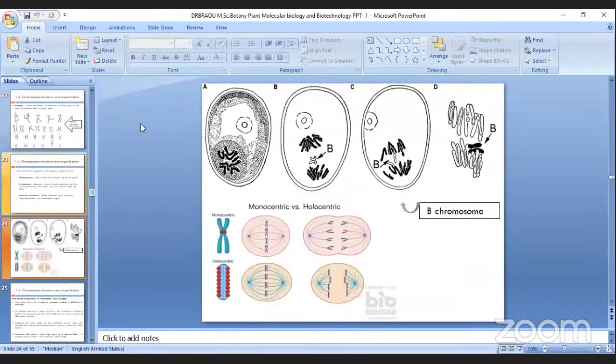So here you can see the fragments left over after nuclear division. These are B chromosomes. And here you can see the difference between monocentric chromosome and holocentric chromosome. In a monocentric chromosome, you find one centromere, whereas in a holocentric chromosome, you find multiple centromeres.